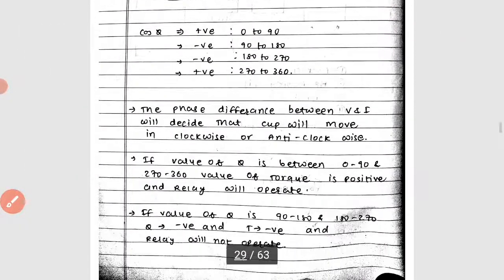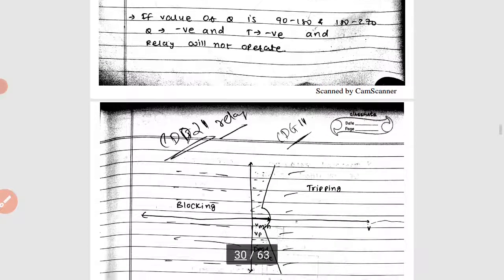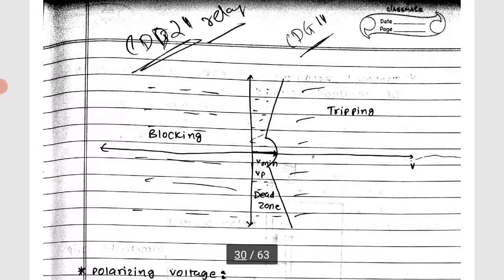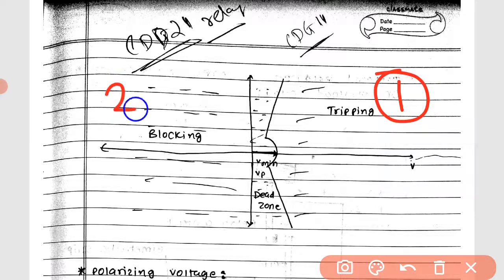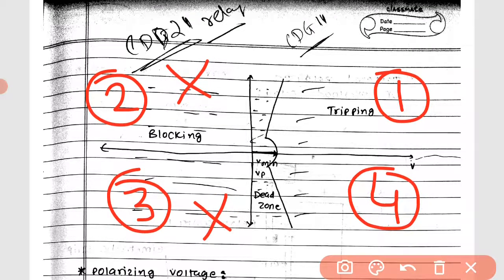This is a graph showing where our induction cup relay works. This is the first quadrant, second quadrant, third quadrant and fourth quadrant. In the second and third quadrants the cos value is negative, which means torque is negative, so this part is known as the blocking region. The value of cos is positive only in the first and fourth quadrants, so that is known as the tripping region.